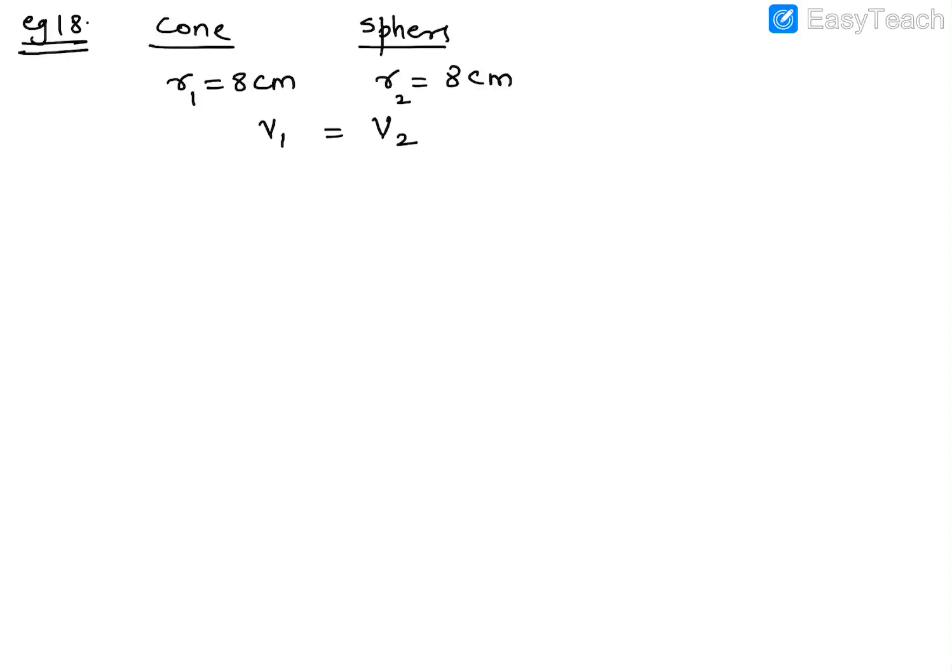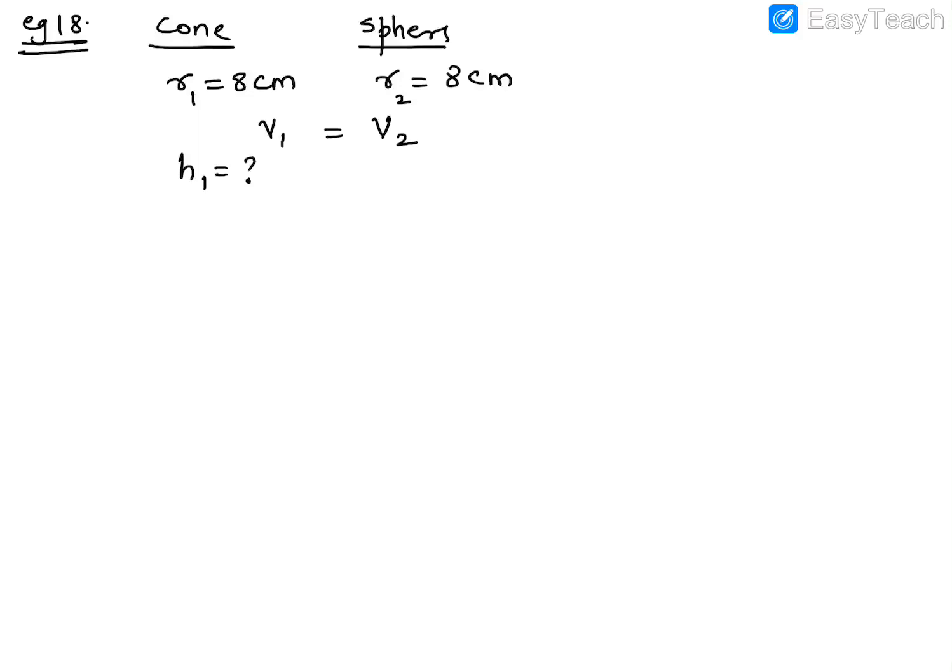It's given that the radius of the base of a cone and the radius of a sphere are the same. So there is a cone and then there is a sphere. They are both having the same radius, so let it be r, which is equal to 8 centimeter. So both of them have a radius of 8 centimeter. Given that the volume of these two solids are also the same, so V1 is equal to V2. Calculate the height of the cone. So what must be the height of the cone?